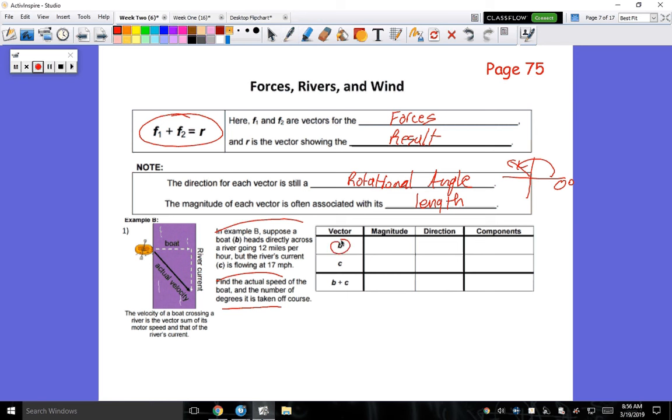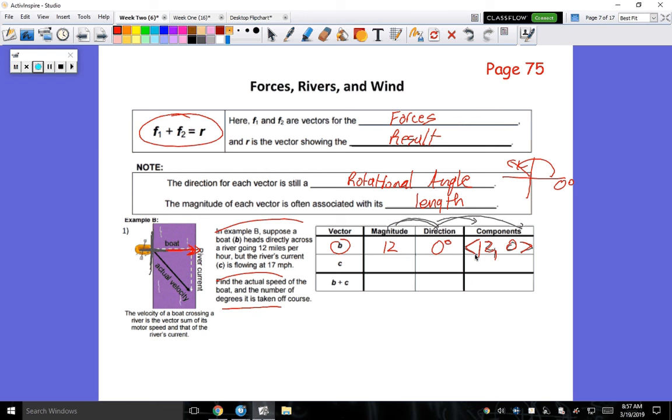Alright, so let's do B for boat. And you can see that the boat heads directly across the river going at 12 miles per hour. So the magnitude is 12, and because it's going straight across the river, its vector is 0 degrees. Again, the world revolves around you, this unit. So from here, if this is my origin, it's traveling at 0 degrees. And you would do 12 times the cosine of 0 in order to get 12. And then you do 12 times the sine of 0 in order to get 0. So the components of the boat vector is, in fact, 12, 0.